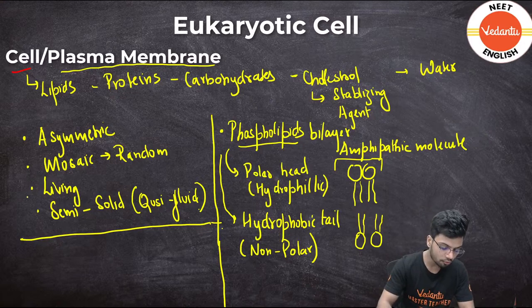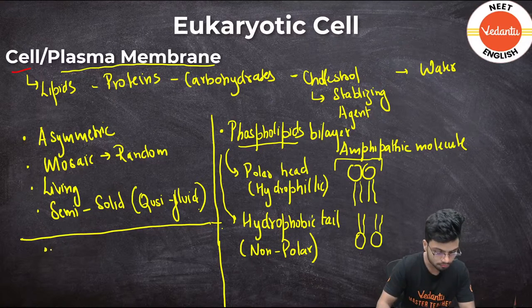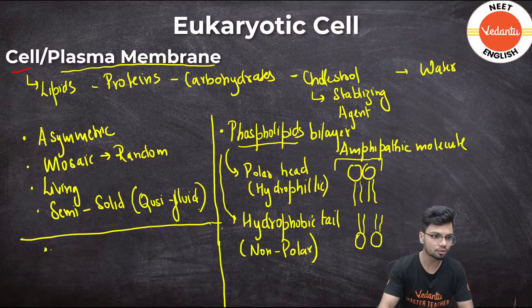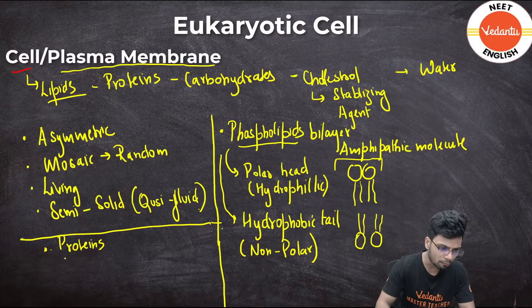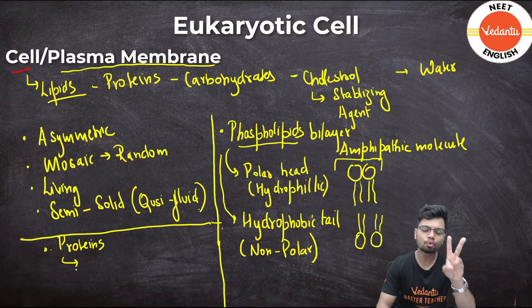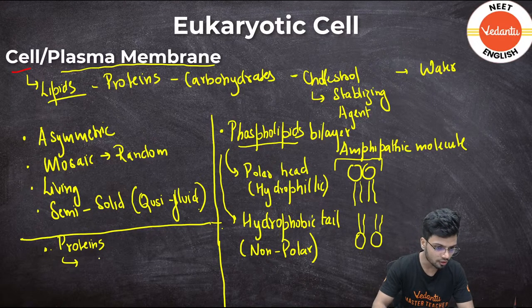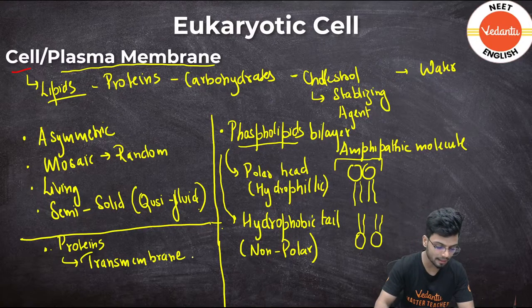Now if you look at the proteins, I told you it is made up of lipids. It also has certain proteins. Now, what type of proteins can we observe here? There are two types of proteins here. One is the transmembrane protein.